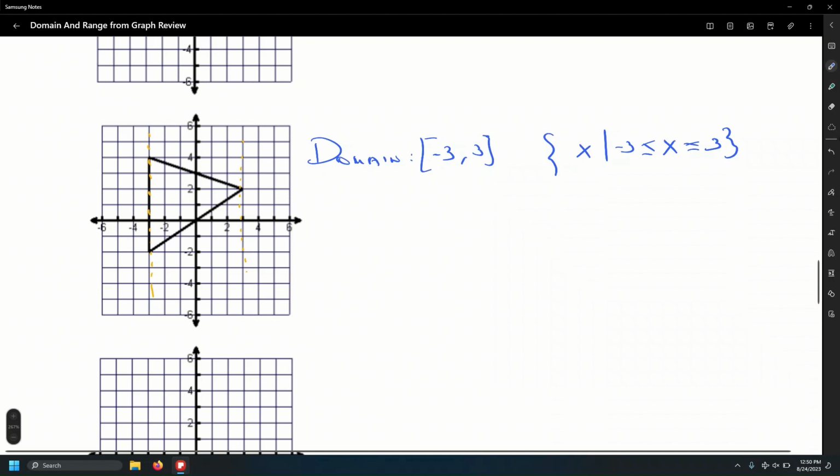Yes, question? Is that interval notation? Yes, this one is interval notation and this one is the set builder notation. Yep.